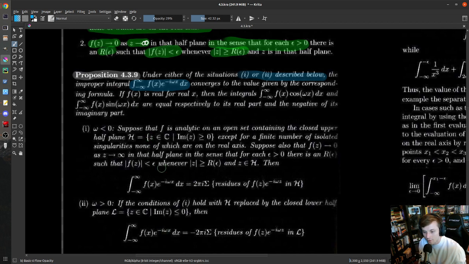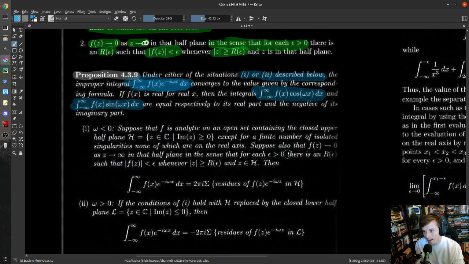Now, these two situations will give us, accordingly, those things. If f of x is real for real x, then we also get that the improper integral from minus infinity to infinity of f of x cosine omega x dx, and the same bounds for the improper integral of f of x sine omega x dx also converge and are equal respectively to the real and imaginary parts of this bad boy right here.